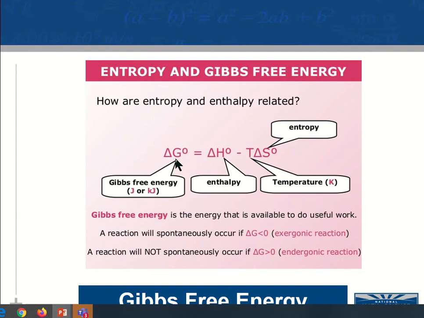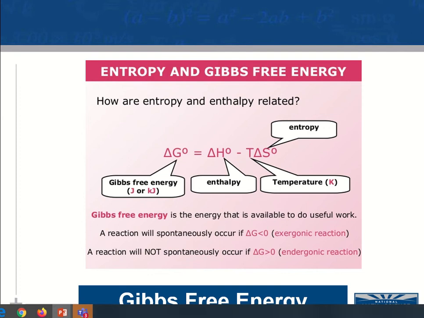So you'll see that delta G, or free energy, is equal to delta H, enthalpy, minus the temperature times the delta S. This is a new unit that we haven't seen. It's a measure of randomness, or a measure of chaos. And we'll talk more about that. Nature tends to go from order to disorder. Gibbs free energy is, again, the energy available to do useful work.